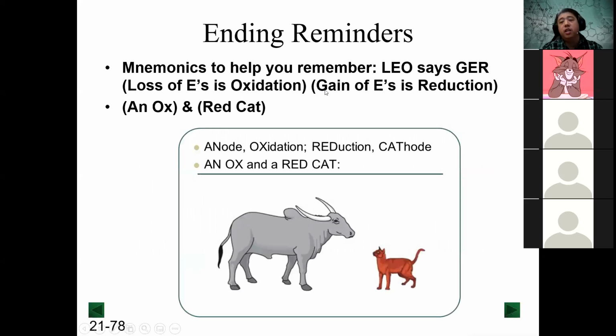Okay, so some mnemonics to help you remember things in chapter 21, because there's a lot of stuff happening, and then there's positives and negatives. One way to remember this is Leo says GER. In other words, loss of electrons is oxidation, gain of electrons is reduction. And then also remember An Ox, Red Cat. That's telling you that the anode has oxidation, and the cathode has reduction.